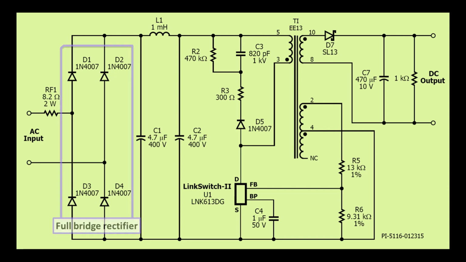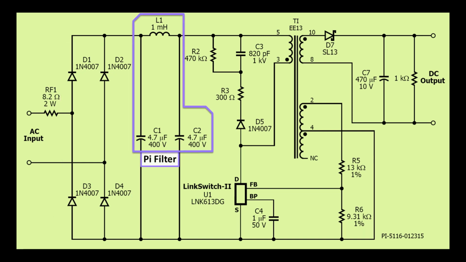AC input power is rectified by diodes D1 through D4, which form a full bridge rectifier. The rectified DC is filtered by the bulk storage capacitors C1 and C2. These are the two failed 400-volt caps that I pointed out earlier. The two caps are combined with inductor L1 to form a PI filter, which attenuates EMI noise.